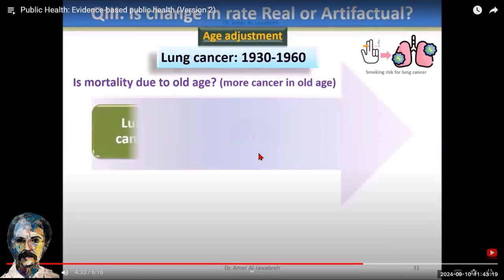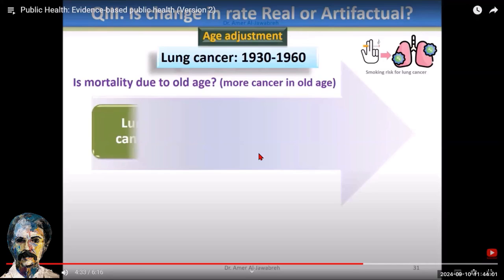Just an example of what we had about lung cancer and smoking in the USA from the 30s till the 60s. Is mortality due to old age? That was the question. Adults and elderly. Of course, it's difficult to compare adults and elderly because when you get old, everything changes, your systems change, your DNA multiplication changes, the errors and mutations become very high in rate. That's why you get cancers and leukemias. So in order to compare between adults and elderly, they made standardization.